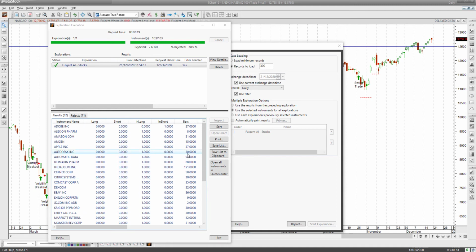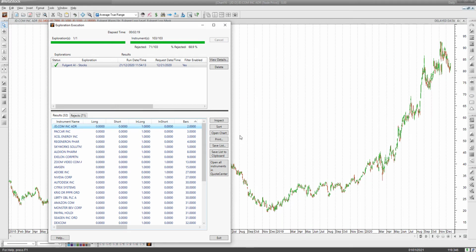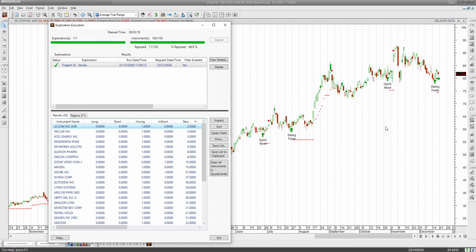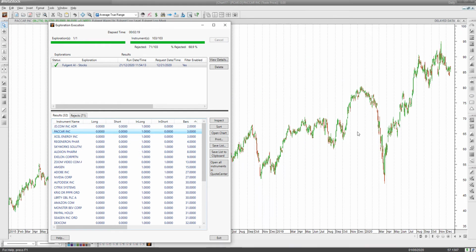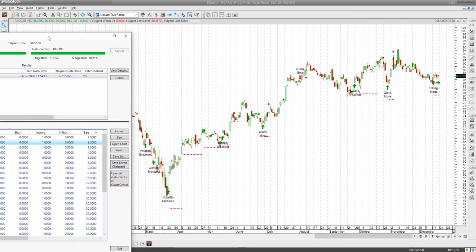But if I want to look for the most recent signals, I sort this column from best to worst, and JD.com ADR has generated a long signal 2 days into the trade, a quick swing trade there. You can see these swing trades are nice quick, aggressive moves. Packard Incorporated, 3 days into the trade, quick swing trade. So there's quite a lot of aggressive trades here, but you can see quite reliable artificial intelligence signals.